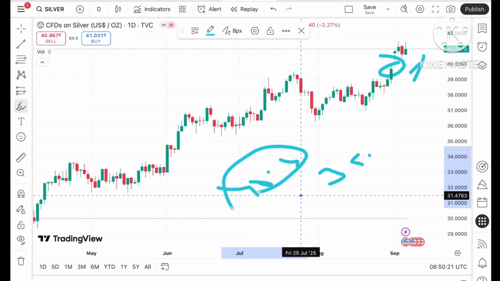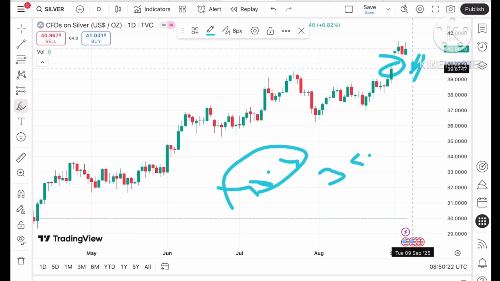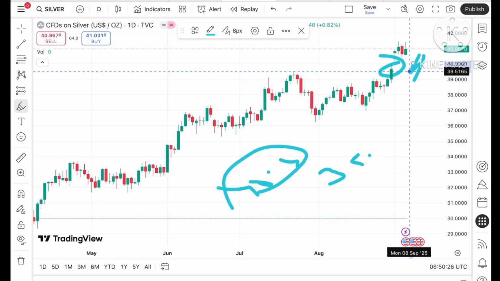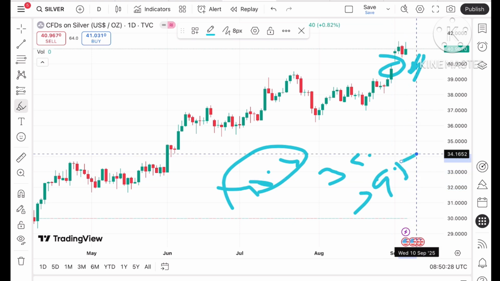Okay, now if you look at this particular trend, chances are high that as soon as the price touches a level of around $39.5, there are higher chances that we can see a bounce back come. Okay, but if the price started falling below this level, a further fall can be seen.